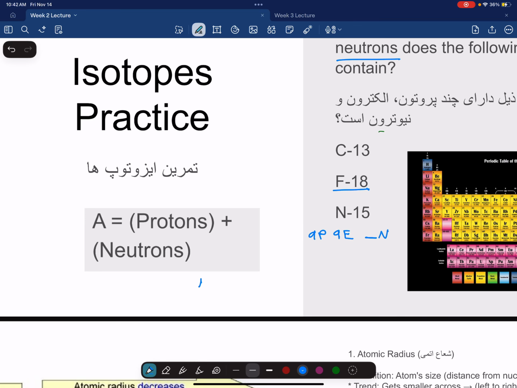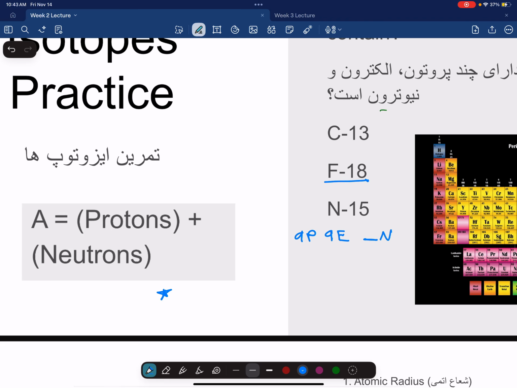And just in case I haven't mentioned it, the reason why we don't include electrons in the calculation of our mass number is because electrons are so tiny, so small, that it doesn't really make a big difference if we include them or not. They weigh almost next to nothing. So we just focus on protons and neutrons, which is where most of the atom's weight comes from.